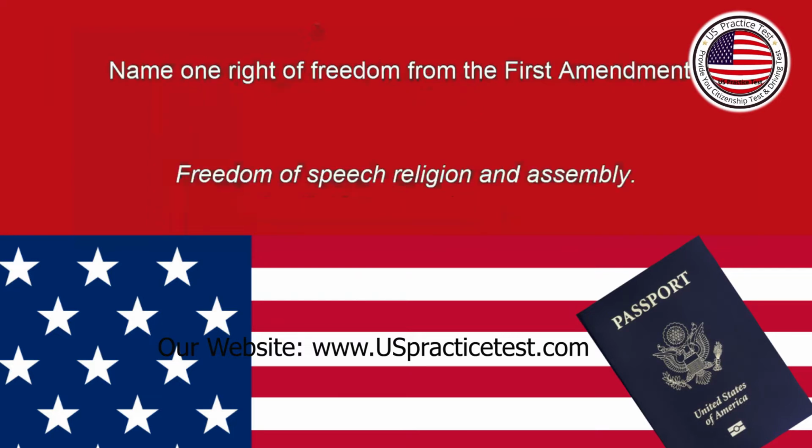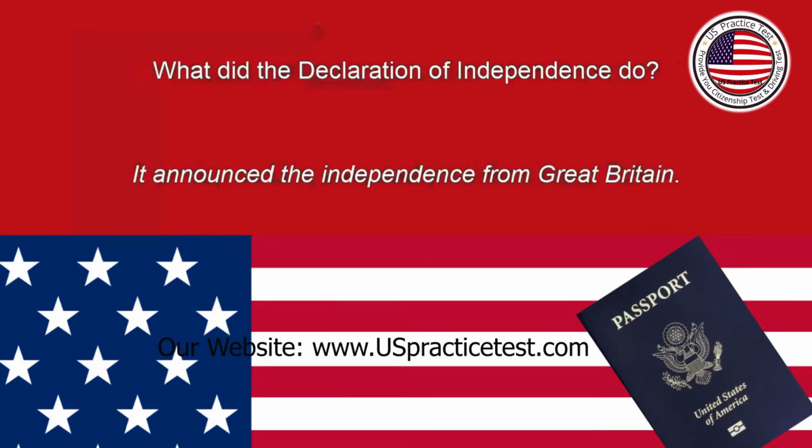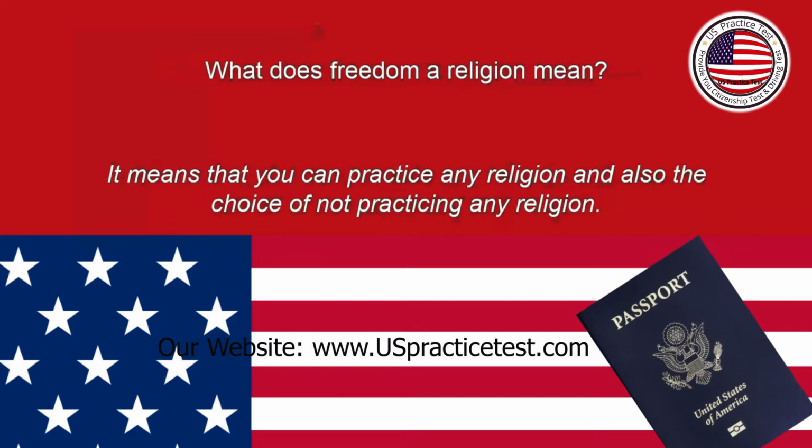Name one right or freedom from the First Amendment. Freedom of speech, religion, and assembly. How many amendments does the Constitution have? The Constitution has 27 amendments. What did the Declaration of Independence do? It announced independence from Great Britain. What does freedom of religion mean? It means that you can practice any religion and also have the choice of not practicing any religion.